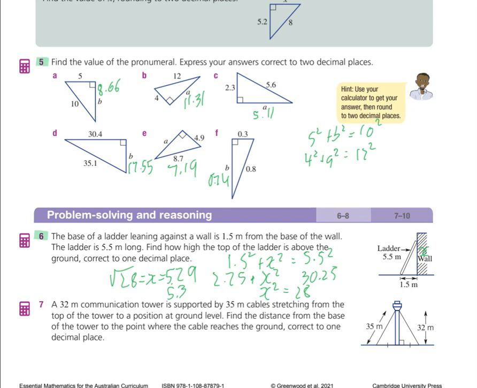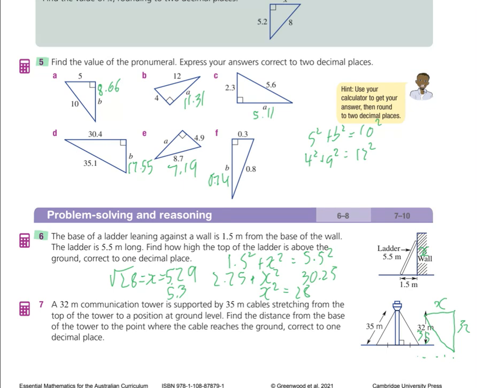A 32 communication tower is supported by 35 meter cables on top of the tower. Find the distance from the base of the tower to the point where the cable reaches the ground. Okay. The 35 cable and 32 tall. So that means the triangle is actually like this. 32 and 35. And then we're trying to figure out that, because that was going to be the same as that distance on the ground. They've just made it opposite a little bit.